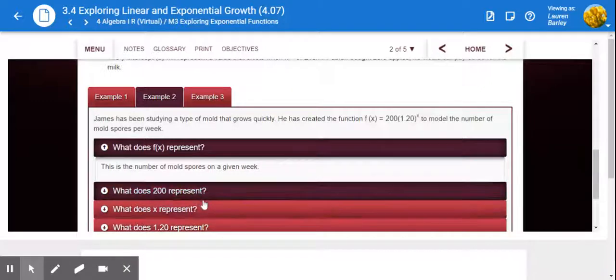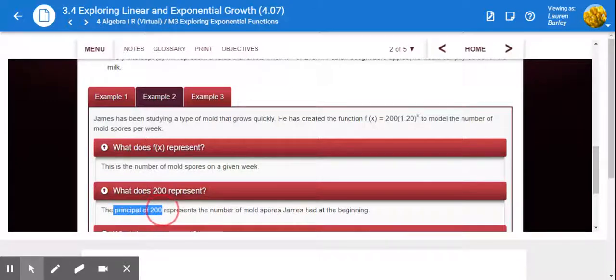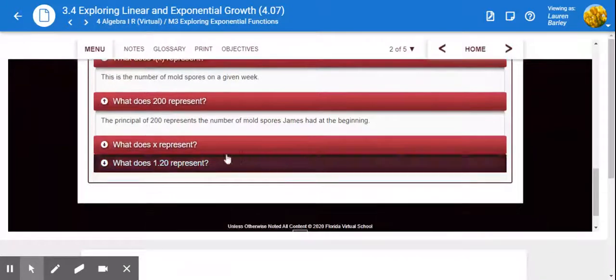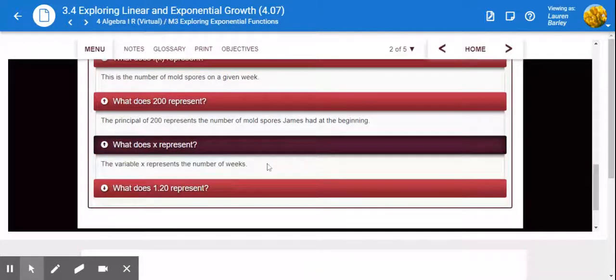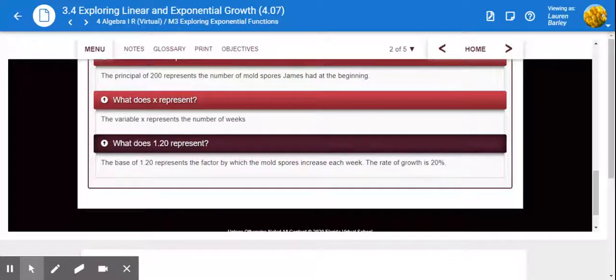What does 200 represent? Well, in exponential functions, that is our principal amount or our starting amount or the y-intercept. So this means that we started with 200 spores of mold. What does the x represent? The x is our number of weeks. And 1.20, remember for exponential functions, we had those parentheses, 1 plus r. That is going to indicate that we have a growth rate of 20%. 1 plus 0.20 will give us 1.20.